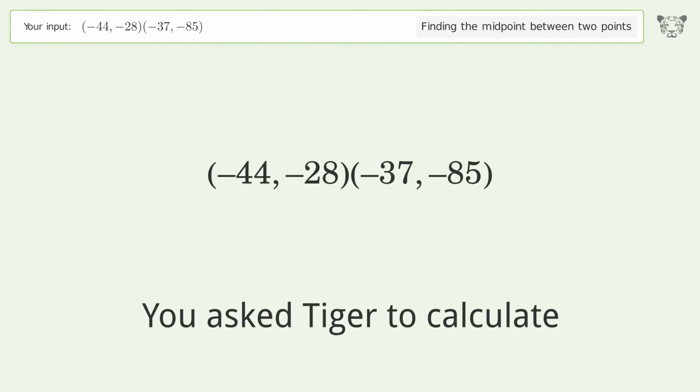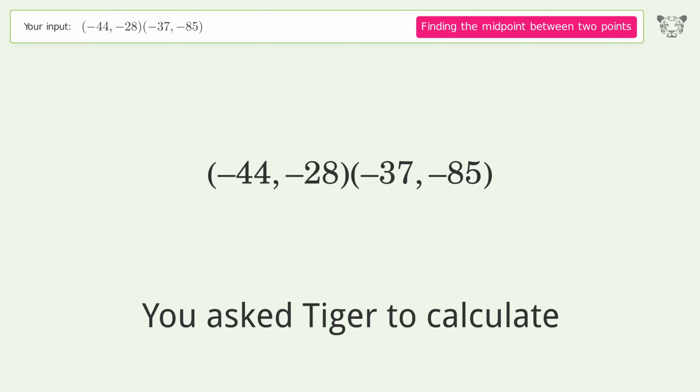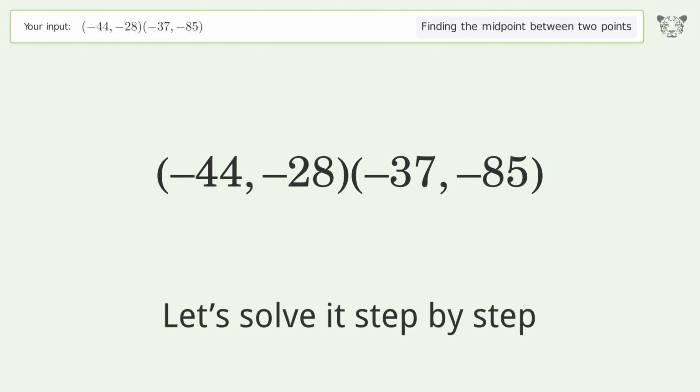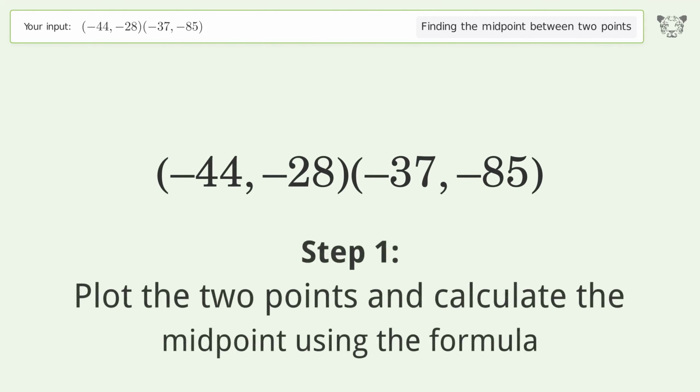You ask Tiger to calculate. This deals with finding the midpoint between 2 points. The midpoint between the 2 points is -40.5, -56.5. Let's solve it step by step. Plot the 2 points and calculate the midpoint using the formula.